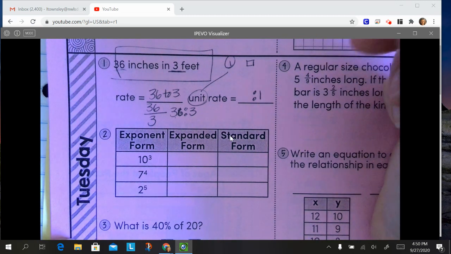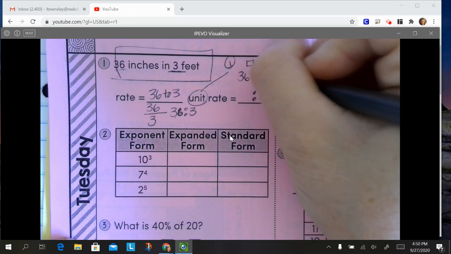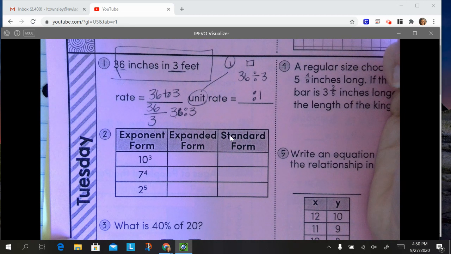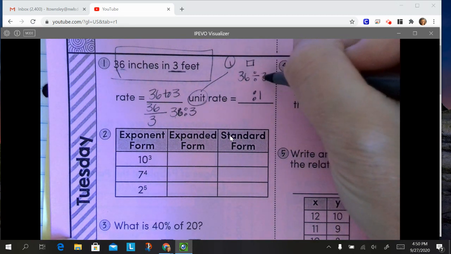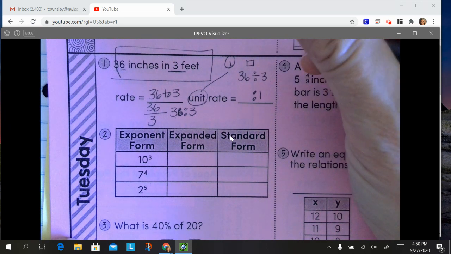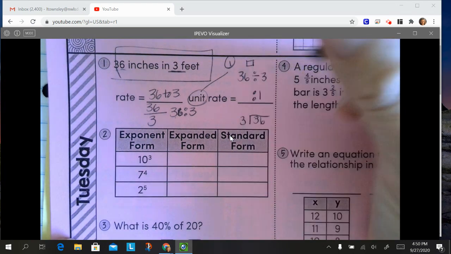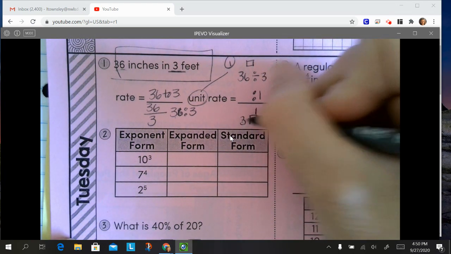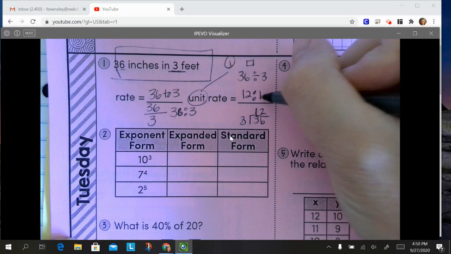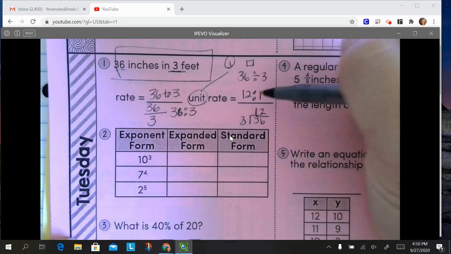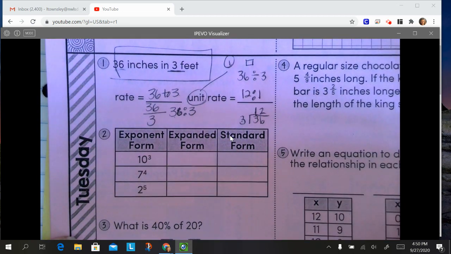All right. Well, in order to get to 1, we need to use division. So it's 36 divided by 3. And the reason we want to use division, because division will break this apart and it will get it to just 1. So if you did 36 divided by 3, 3 goes into 3 one time, 3 goes into 6 two times. So then it's 12 to 1. So it's then 12 inches to 1 foot. 12 inches to 1 foot. Okay? All right, good job.